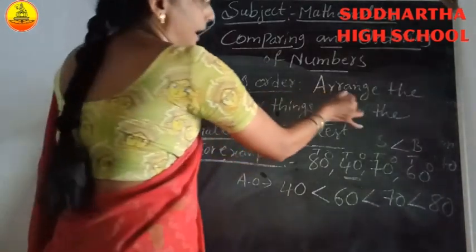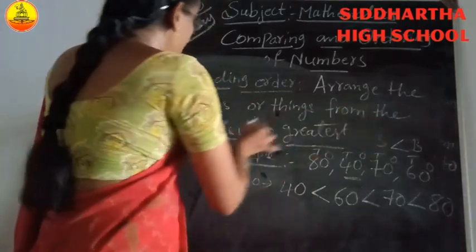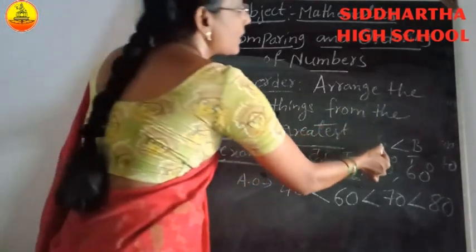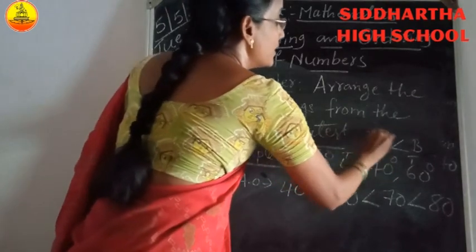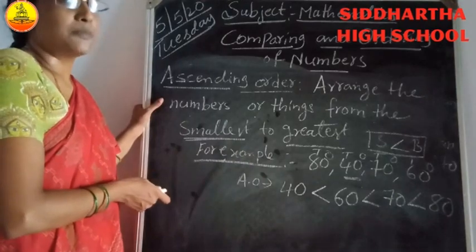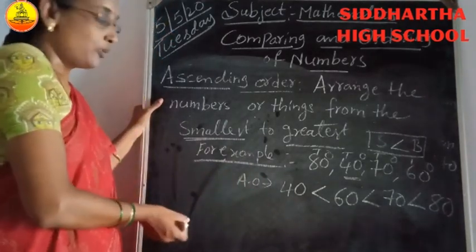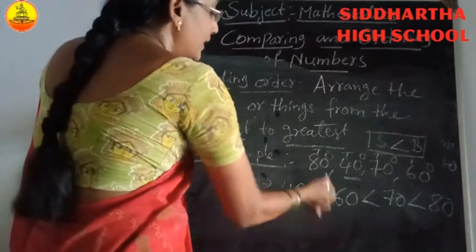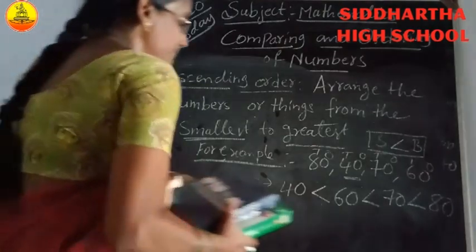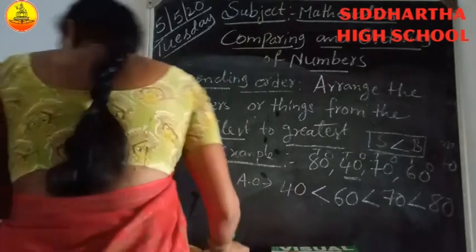Ascending order means arrange the numbers or things from the smallest to greatest. When it asks for ascending order, small to great means this symbol will be used. What is the symbol? Less than symbol. For example, this one. Okay. You know the values? It is easy to understand. I will show an activity. Once observe, children.